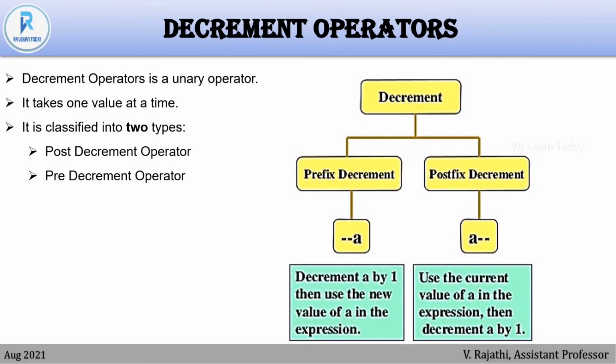So next, the decrement operator. This is another type of unary operator we already know. In the same way, we divide it into two types: one is prefix and another one is postfix. Prefix is minus minus a, and postfix is a minus minus. In the prefix decrement, we decrement by 1 and then use the new value in an expression. If we go for the postfix decrement, we use the current value in an expression and then decrement by 1.